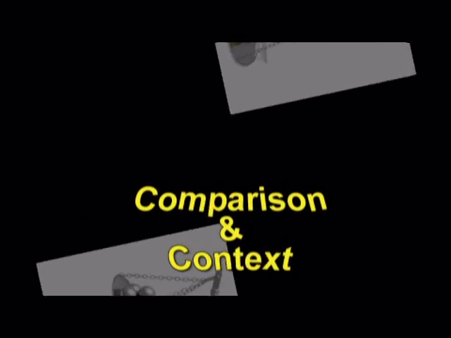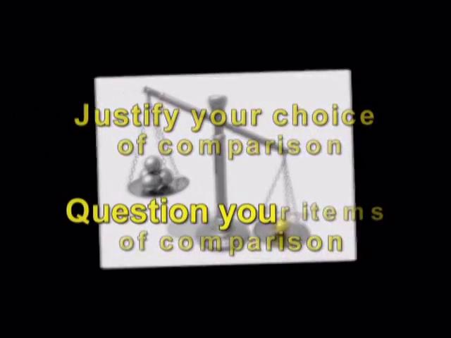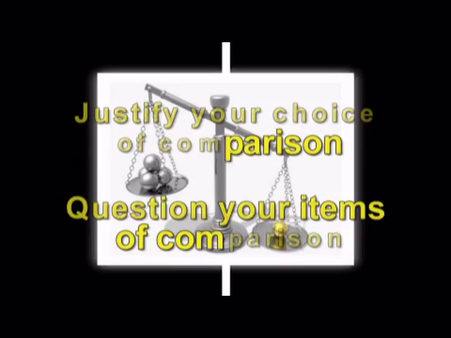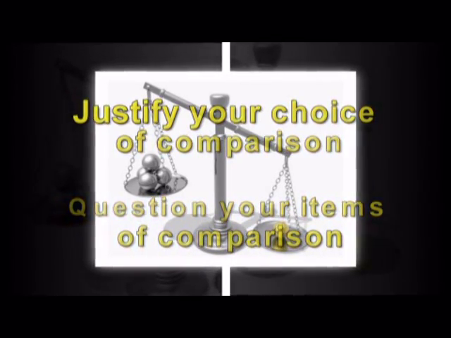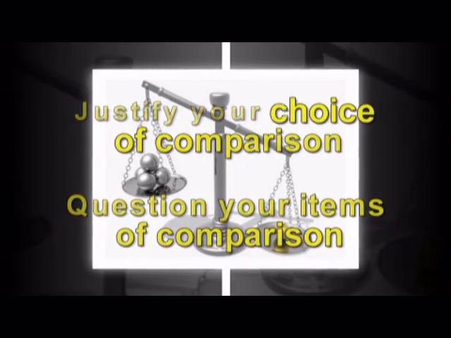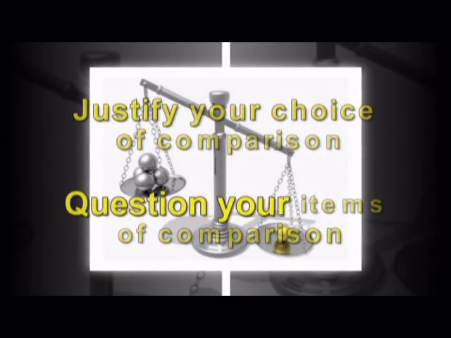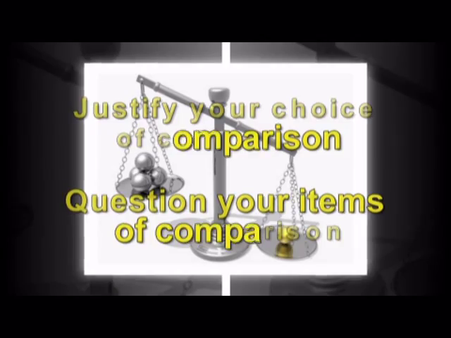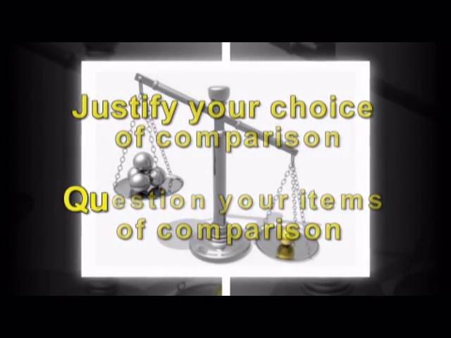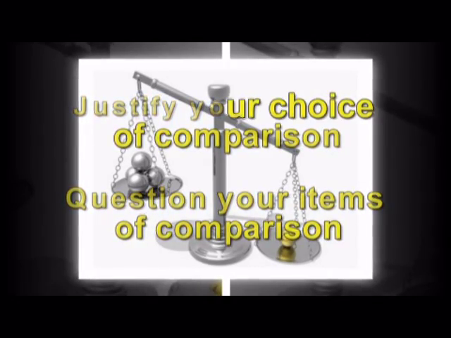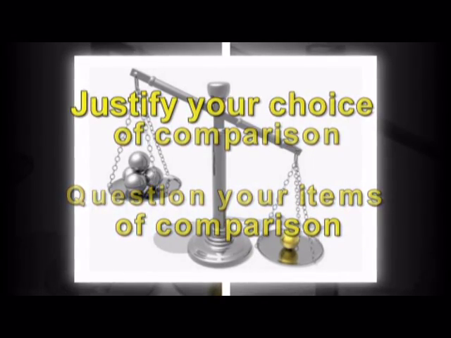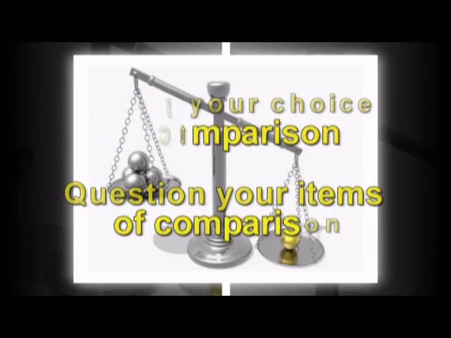Comparison and context. Now, there are two things you need to do when using this form of argument. You need to justify your choice of comparison and question your items of comparison. I've talked a little about this in one of my other videos. You need to clearly state the relationship between the two items and then compare it to the item being analyzed. For example, I could say this pinhead is the size of the Earth compared to the apple, which would be Jupiter. So the relationship I am pointing out is size. Now, when you question your items of comparison, unless your analogies are relevant, where you are able to clearly identify the relationship between the two items being compared, the comparison is not valid and will be completely disregarded.